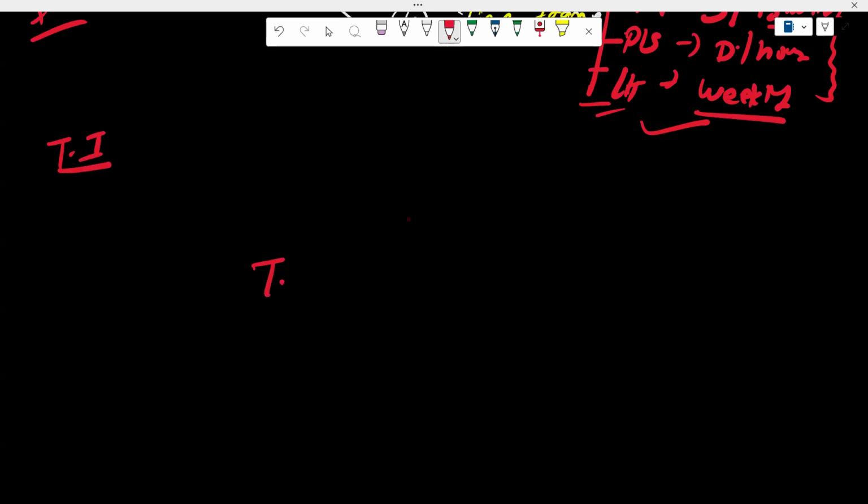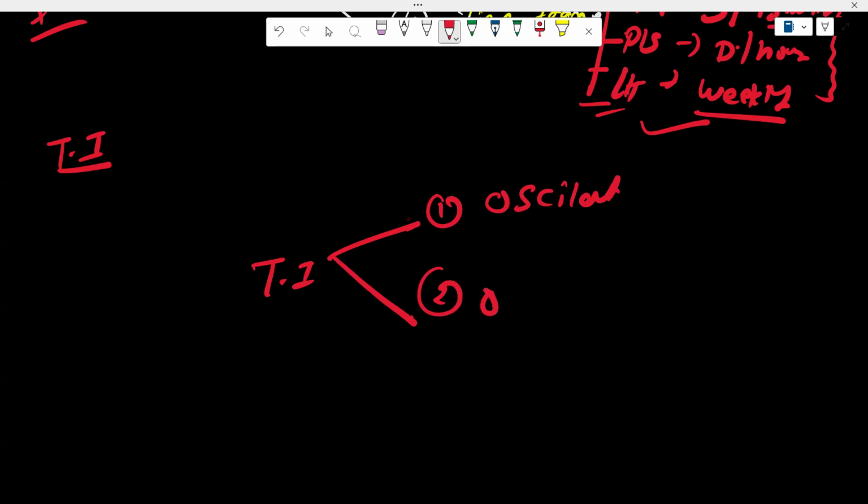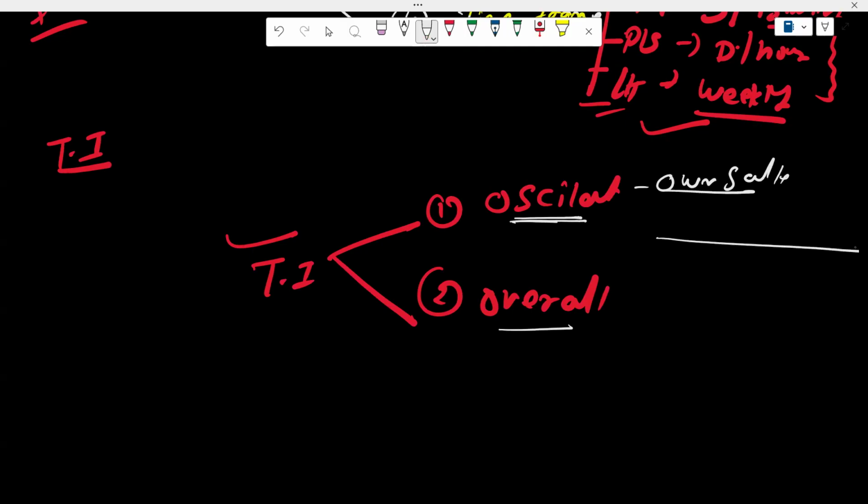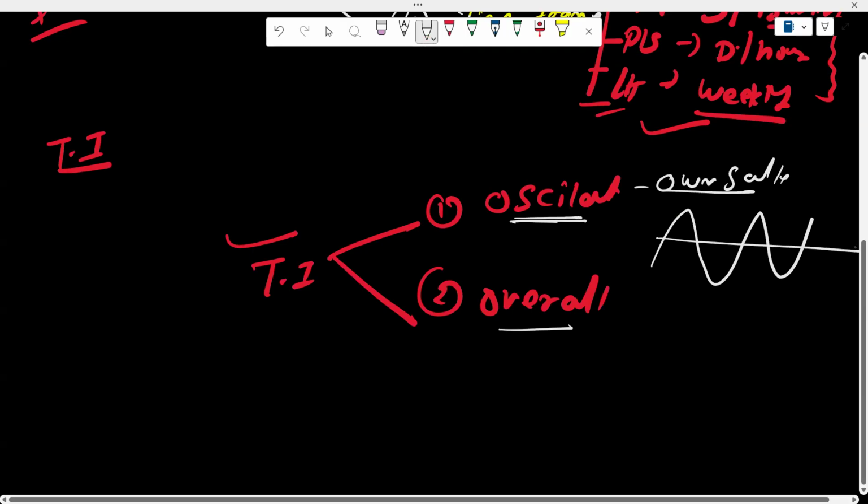Okay, so see, technical indicators are generally two types. The first type is the oscillating indicator, and the second will be the overlay. Every technical indicator can be classified in these two categories, oscillating and overlay. Oscillating means those indicators will have their own scale, and they will oscillate up and down, like this is a scale line. This is the oscillating type of indicator. They will have their own scale.